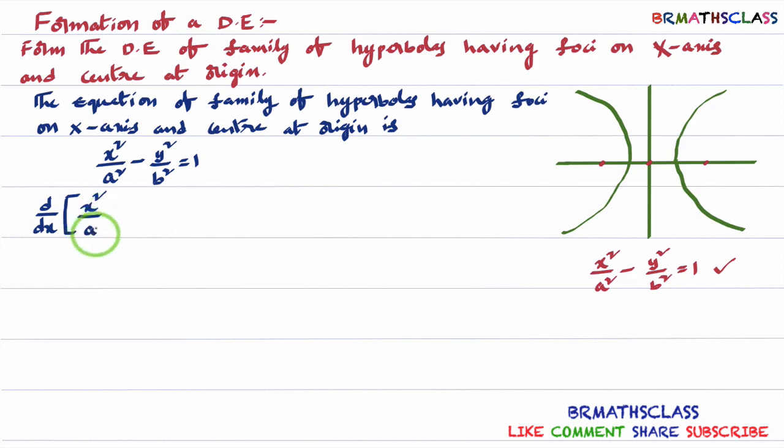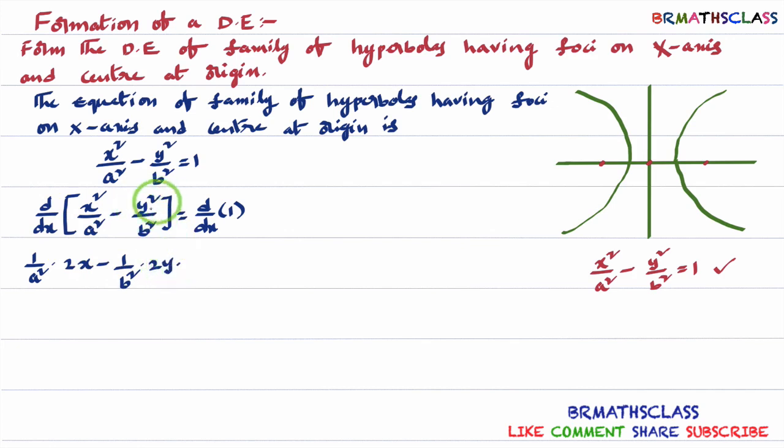d by dx of x square divided by a square minus y square divided by b square equal to d by dx of 1. How do we differentiate this? We differentiate each and every term. Derivative of this term minus derivative of this term. Here 1 by a square is constant, you take it outside, into derivative of x square with respect to x, which is 2x, minus: here 1 by b square is constant, you take it outside. Derivative of y square is 2y.